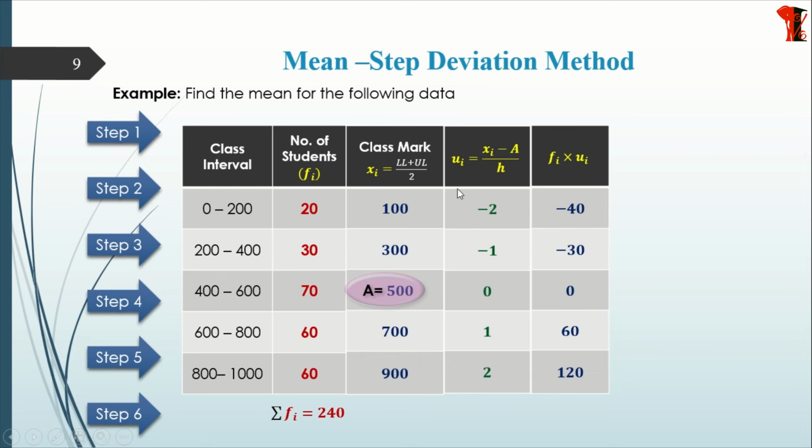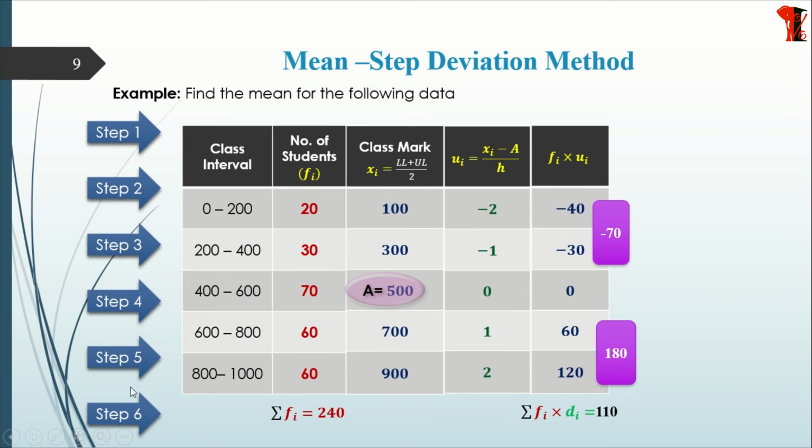So fi is 20, 20 into minus 2 is minus 40, 30 into minus 1 is minus 30, 70 into 0 is 0, 60 into 1 is 60, 60 into 2 is 120. Then the next step is we need the sum of all this. First add the negative numbers, you get minus 70, then add the positive numbers, you get plus 180, then solve them. Minus 70 plus 180 will give you 110. That is sigma fi ui is 110.